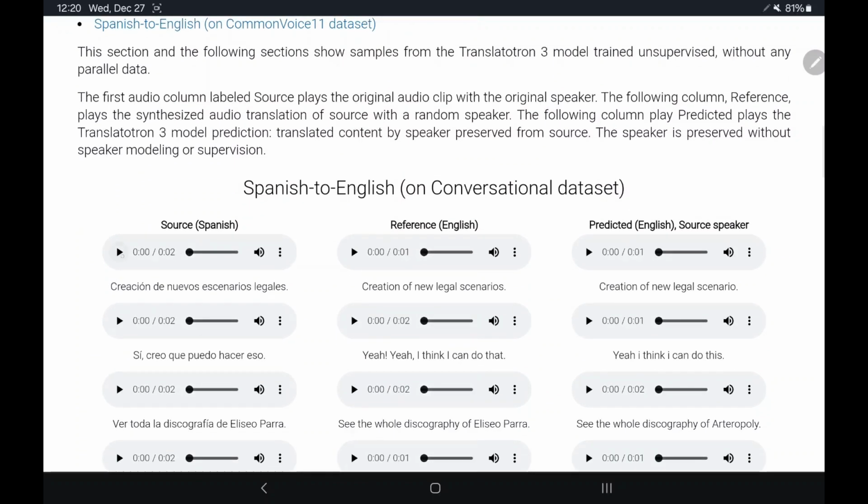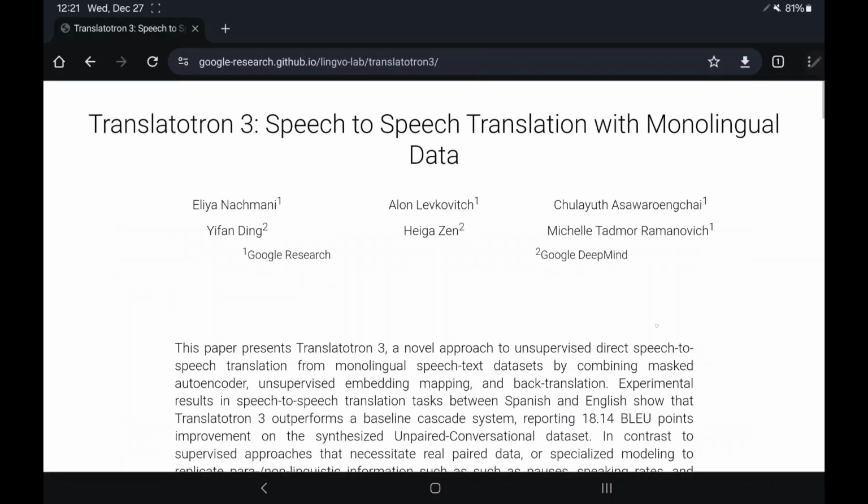So an example is down here. "Creación de nuevos escenarios legales." And this would be the translation, "Creation of new legal scenario." And you want to do that directly with a model. So given the Spanish speech, get the English speech directly. And they do this with monolingual data.